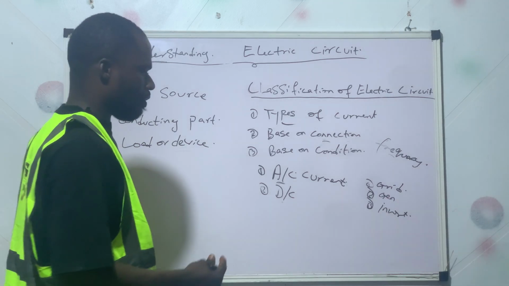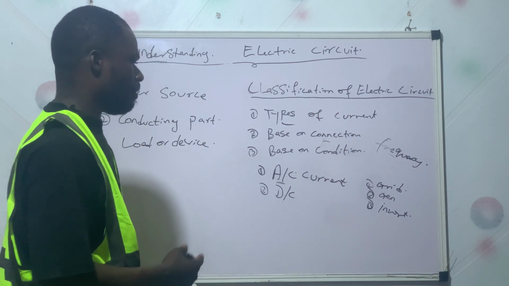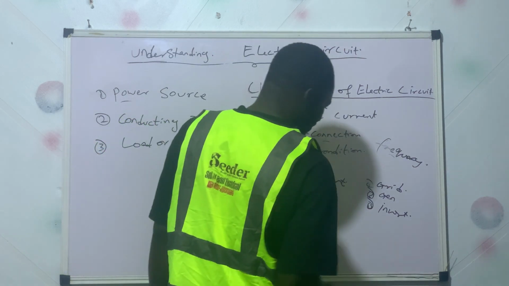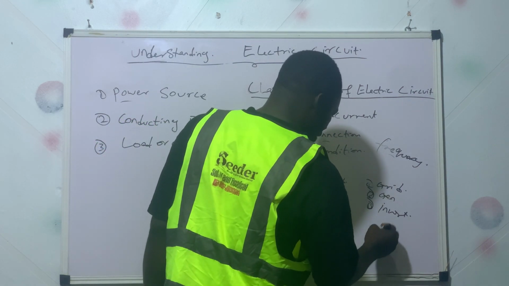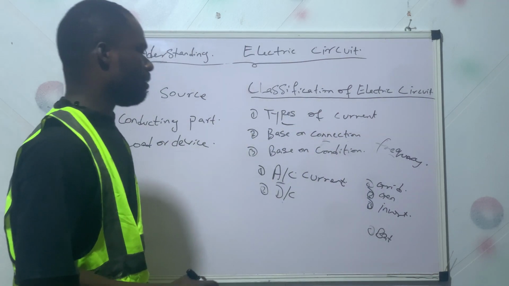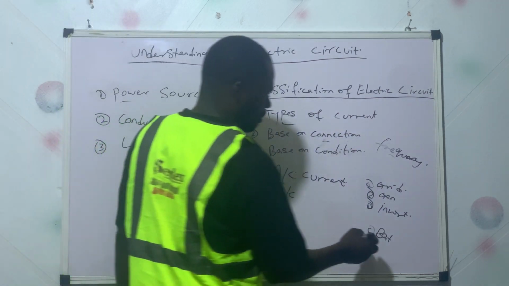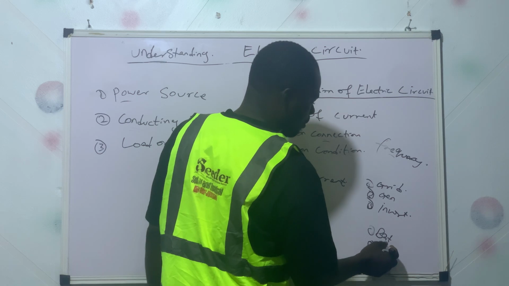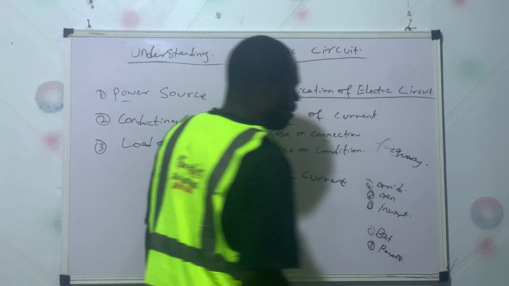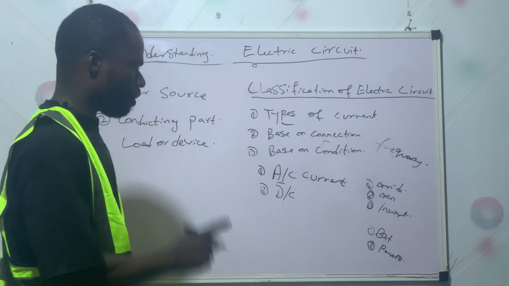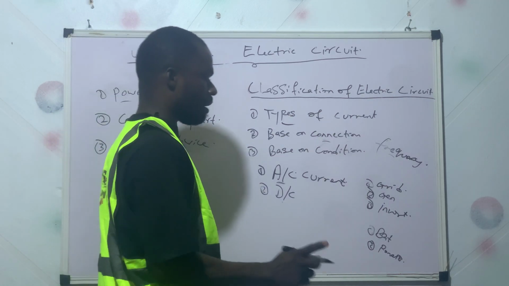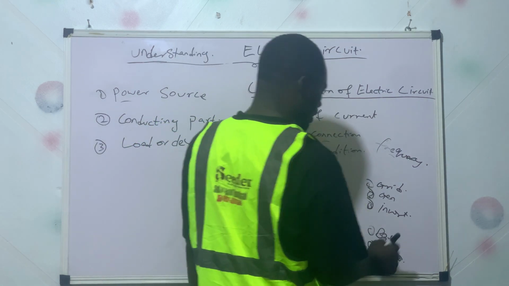DC current is a type of current that moves in a straight path. It does not change direction. And a good source of DC current is your battery. Number one is battery. And of course your solar panels. These are the two main sources of DC current. There are other sources of DC current, but for this class, let's make use of batteries and panel.